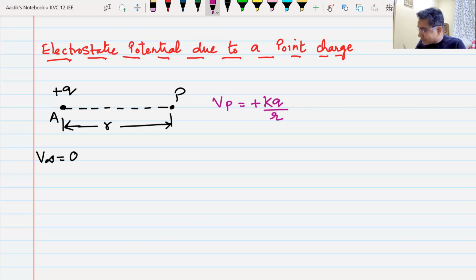Yes, sir. We also know the electric field at point P. How much is the electric field at point P? KQ by R square, sir. KQ by R square. Let me not write it as a vector. So KQ by R square, and the direction is away from the positive charge.